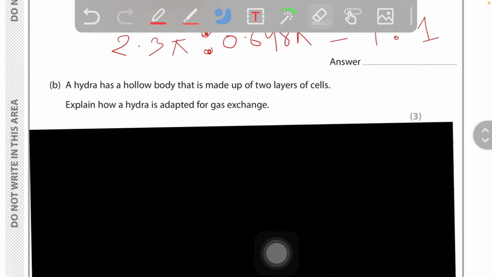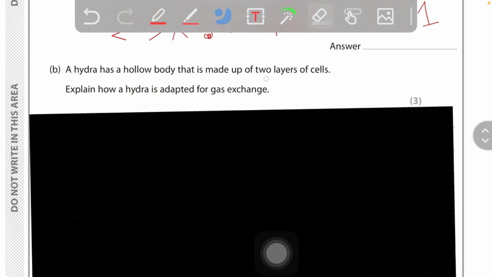Then 4b. A hydra has a hollow body that is made up of 2 layers of cells. Explain how this hydra is adapted for gas exchange. Actually, during this type of question, we need to understand the question first to write the answer, because the answers are partially written in the question. So a hydra has a hollow body made up of two layers of cells. Explain how hydra is adapted for gas exchange.